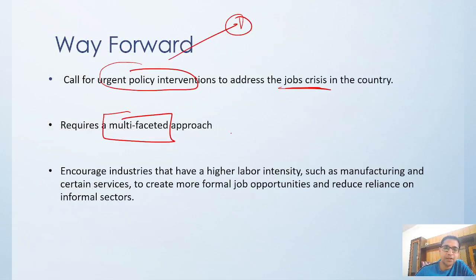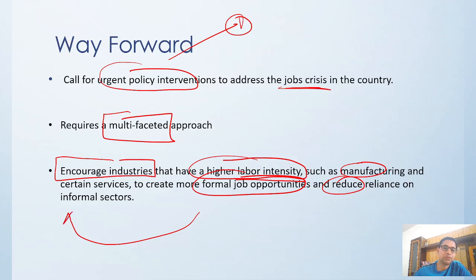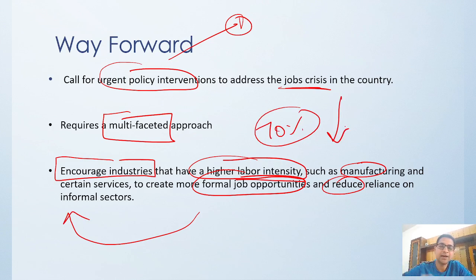And encourage industries that have higher labor intensity. That means any industry where a lot of labor is required, like textile, retail services. Provide them with a lot of benefits, such as manufacturing and certain services, so they will generate formal jobs in that setting. And we have to reduce the reliance on informal jobs. This 70% reliance on informal jobs has to come down very heavily, and we have to increase formal jobs in our economy. So this is the way forward.